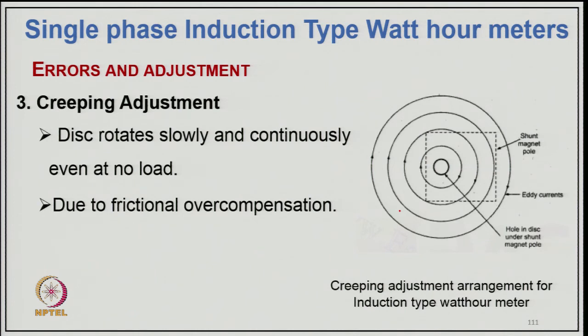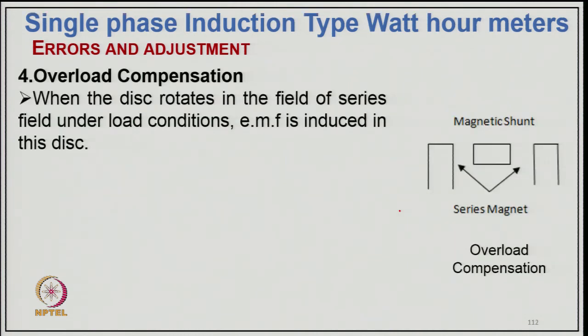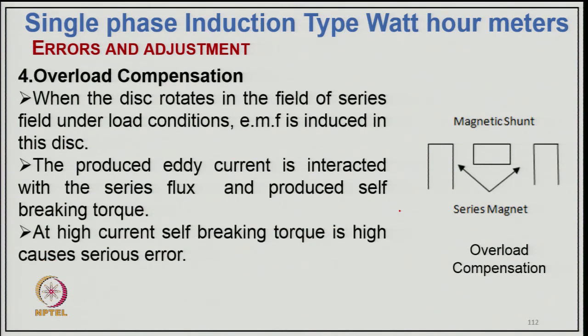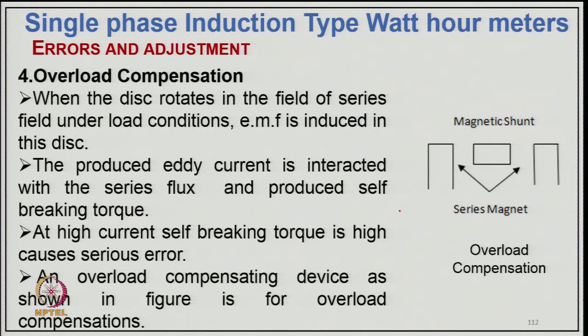The third is the creeping adjustment. The disc rotates slowly and continuously even at no load, due to frictional overcompensation. The fourth is overload compensation. When the disc rotates in the field of the series magnet under load conditions, an EMF is induced in the disc, and the produced eddy current interacts with the series flux and produces a self braking torque. At high current, the self braking torque is high and causes a series error, and an overload compensation device is shown in the figure.